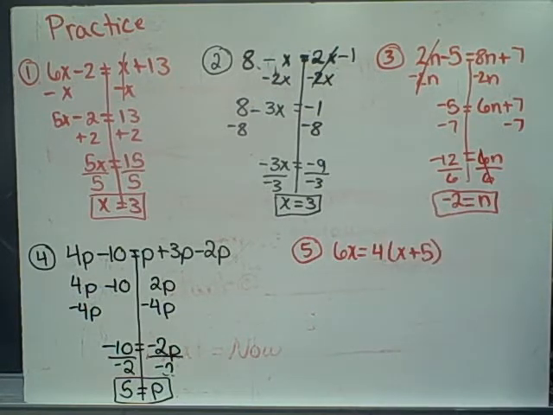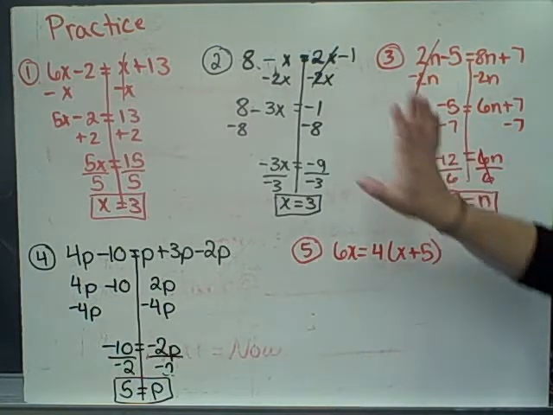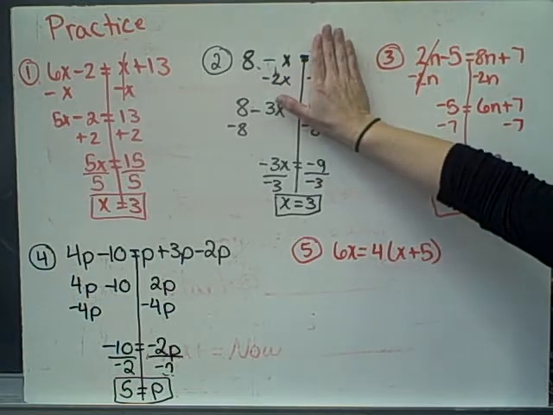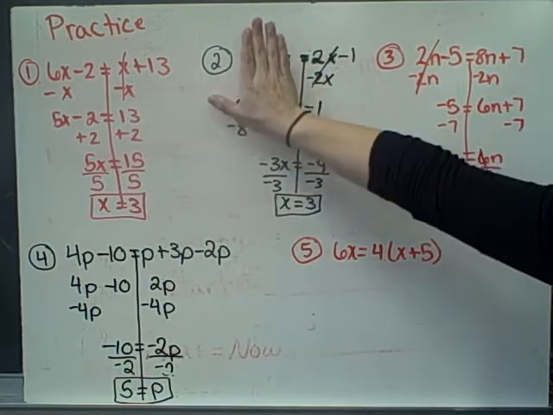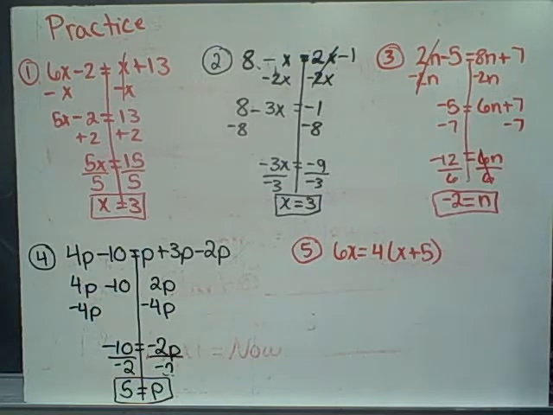Number 2, again, I look to see is there anything to distribute. I do not have any parentheses, so I'm not going to distribute. So I have to get my variables to one side. Oh, sorry, I skipped a step. Got to combine like terms. There is nothing on that side to combine. There is nothing on that side to combine. So I move on.